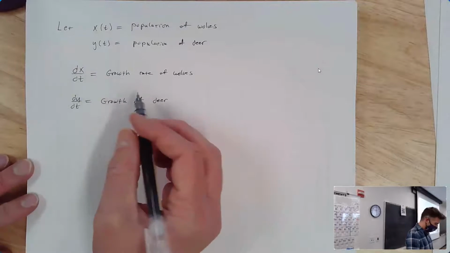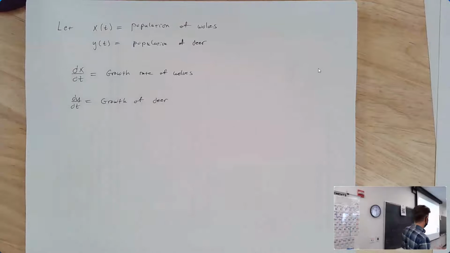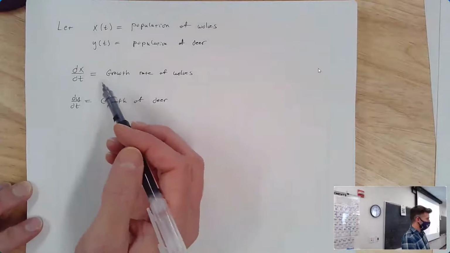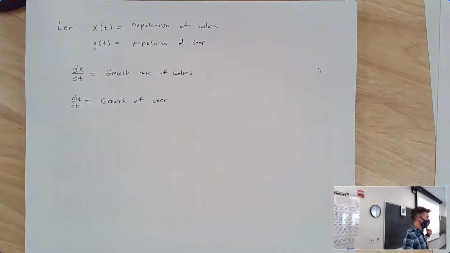So we would kind of expect these populations to be dependent on each other. So we kind of have to study them together. It doesn't make sense to just look at the growth rate of wolves without thinking about how the deer population is doing. And vice versa. It doesn't make sense to just think about how the deer are doing without considering what the wolves are doing to them. So we're going to consider them together.